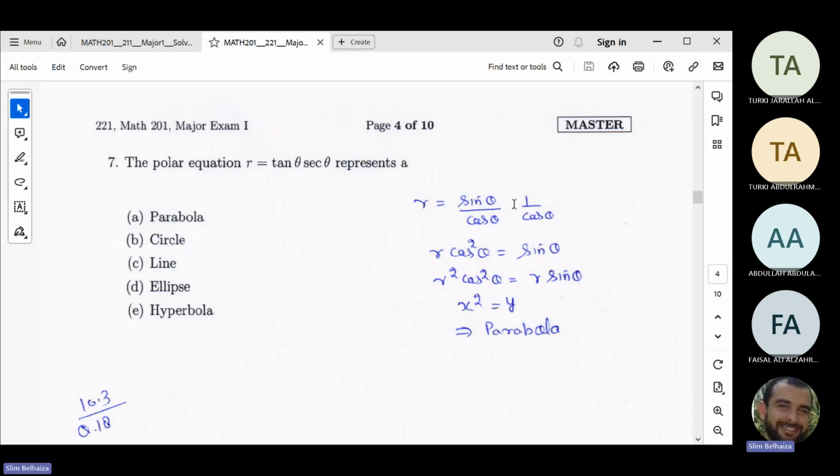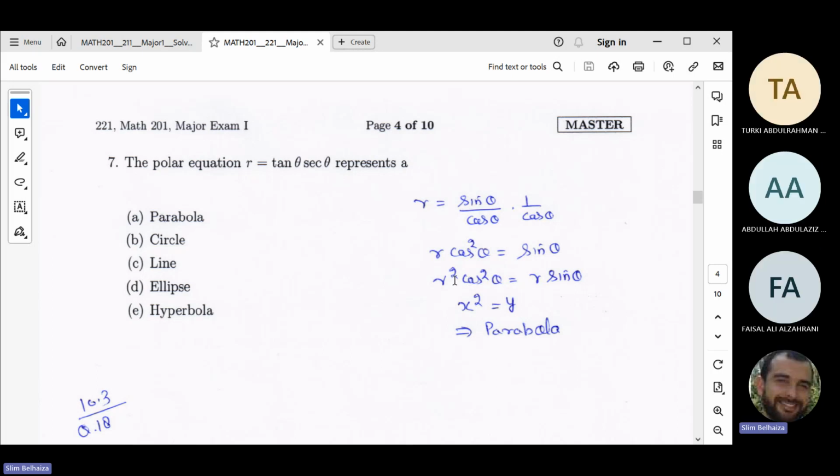So sine theta over cosine theta, that's tan theta, times secant theta, that's 1 over cosine. So basically, what do we have here? r cosine squared equals sine theta. If we multiply both sides, sorry, by r, on one side I have r squared cosine squared theta. I know this is x squared. On the other side, I have r sine theta, which is y. So basically, I have y equals x squared, and for sure, this is a parabola.